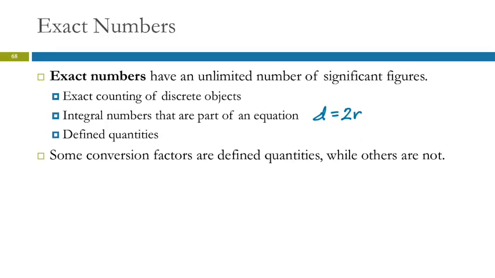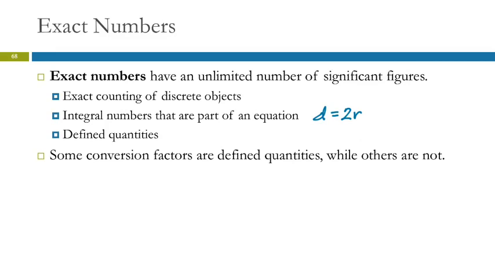Also, defined quantities. So, you look at a liter is 1,000 milliliters. Well, those numbers are exact because we defined it that way. An inch is actually exactly 2.54 centimeters because they redefined the inch just a smidge so that it would be exactly 2.54 centimeters. Some conversion factors are defined, others are not.